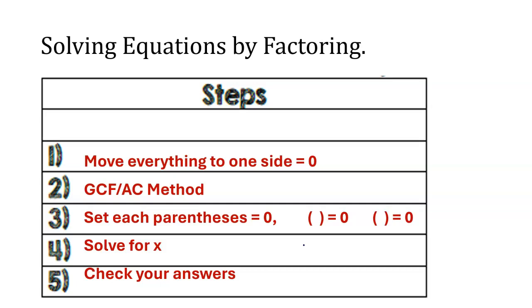So when we're solving, we need everything to be on one side. So move everything to one side and equal to 0. Then, do you have a GCF? Do we need to do the AC method to get our parentheses? Once we have our two sets of parentheses, you'll take each parenthesis and set them to 0. Then you'll solve for x. Get x by itself, and then you'll have to plug in that x number to check your answers. So let's apply these steps.